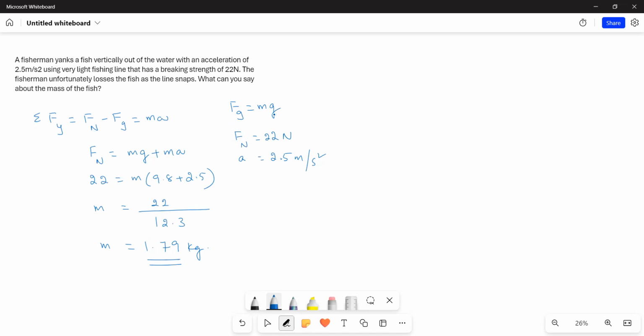And then Fg is equal to mg and Fn is given as 22 newtons. Acceleration is given as 2.5 meters per second squared. Substituting the values in this equation, Fn is equal to mg plus ma, we get m is equal to 1.79 kilograms. This is the answer for this question.